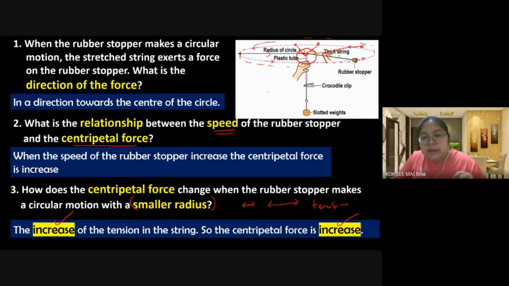So for example like this, I'm going to draw the center like this. Your stopper is very small, then you swing it. For this one, the tension in the string is stronger. If the tension is strong, that means the centripetal force from the object to the center is also strong. And it also swings faster. Okay, so this is an example they want to give you for the centripetal force.